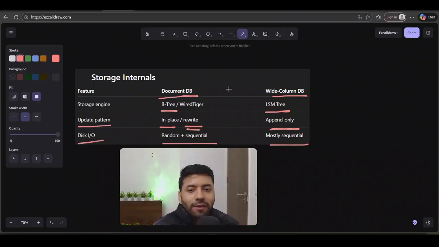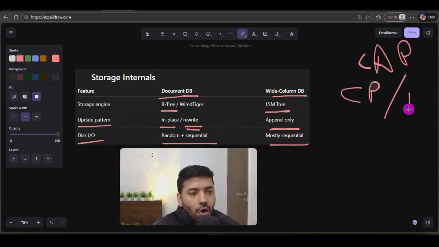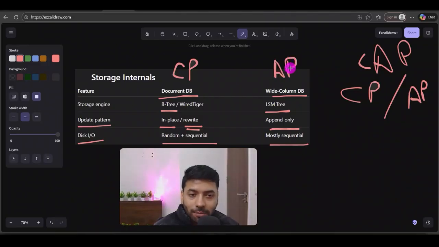Another difference is when we talk about the CAP theorem. Because we know we can have either CP or AP, by default the document database follows CP, so it gives more preference to consistency over availability. Whereas when we talk about the wide column database, by default it gives preference to availability over consistency. Okay, so it gives you AP, that is availability with partition tolerance, by default.